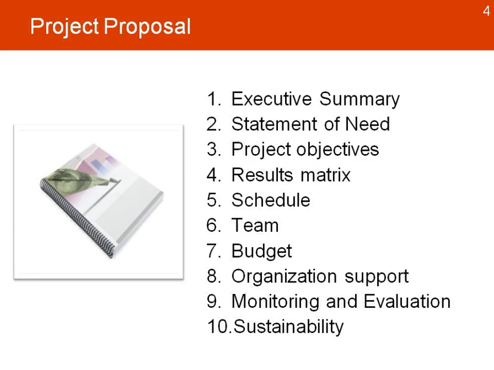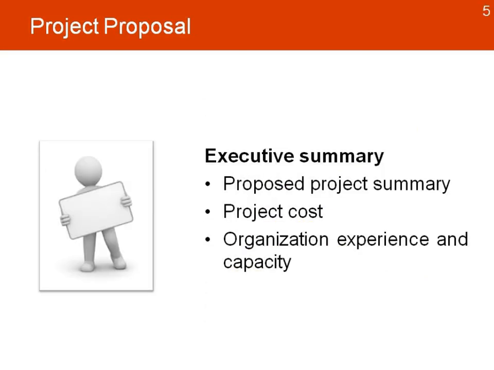The content of a project proposal most of the time will have these elements: an executive summary, the statement of need, the objectives, a results matrix or the logframe, the schedule, a team, the budget, organizational support, monitoring and evaluation plan, and sustainability. The executive summary, basically, is a summary of the proposed project, some basic information on the cost, and the organization experience and capacity.